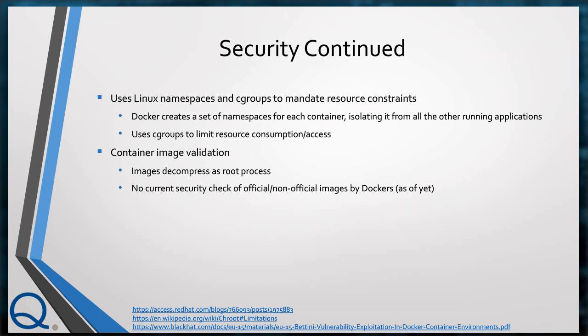Also, Docker uses Linux namespaces and cgroups to mandate resource constraints. So cgroups limits the resource consumption for each container and uses these to manage that across all of the containers on a system. And it creates namespaces for each container, which isolates processes from others.